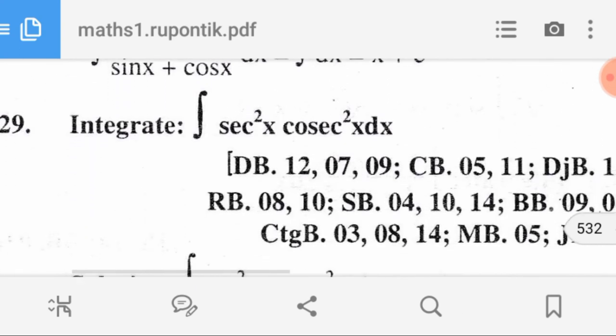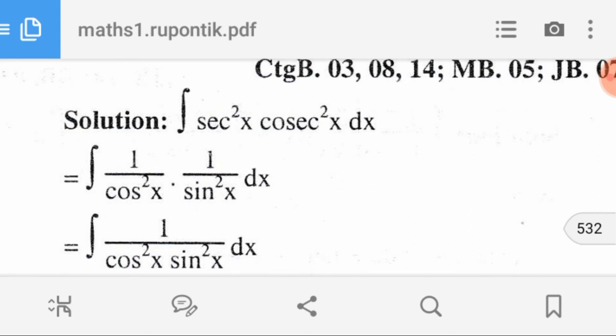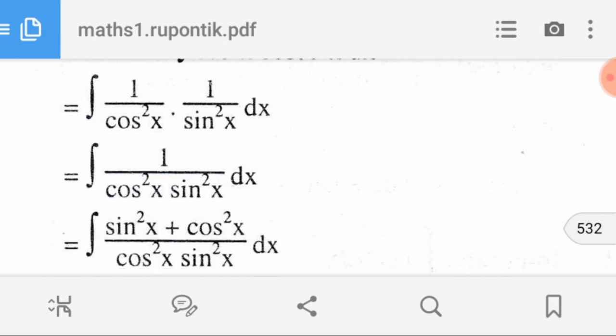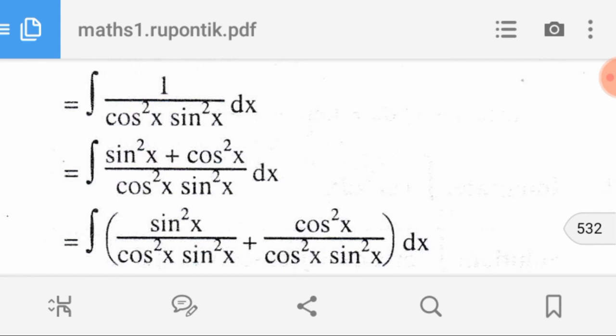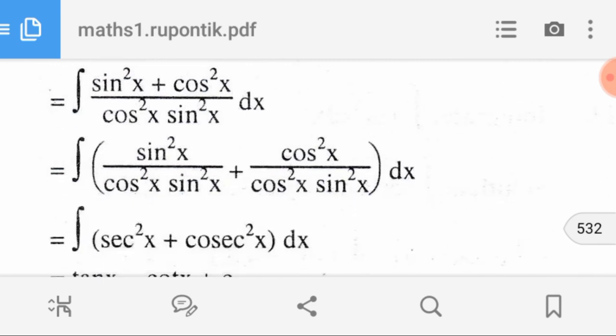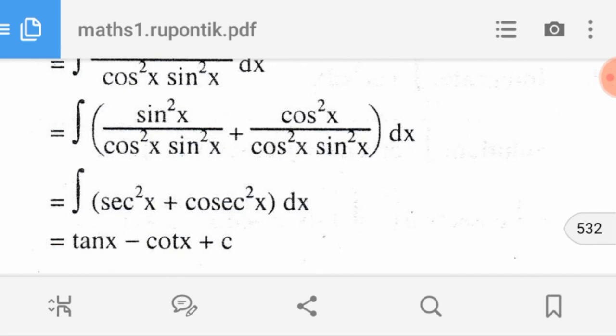Dear audience, I am going to solve a very important problem, which is the integration of 1 divided by sec square x cosec square x. Dear audience, sec square x can be written as 1 by cos square x, and cosec square x can be written as 1 by sin square x. And again, 1 can be written as sin square x plus cos square x. Now, dividing each term of the numerator by cos square x sin square x, we get sec square x and cosec square x. Again, we put the integration sign with each term of the expression sec square x plus cosec square x. Then we get the integration of sec square x dx is tan x, and the integration of cosec square x is minus cot x, plus c, and here c is the integral constant.